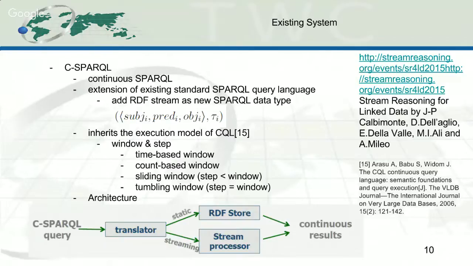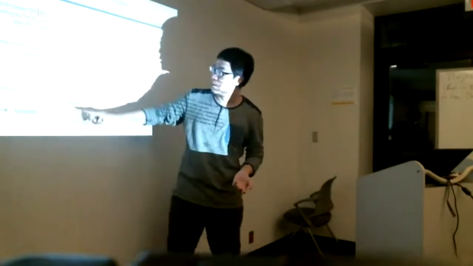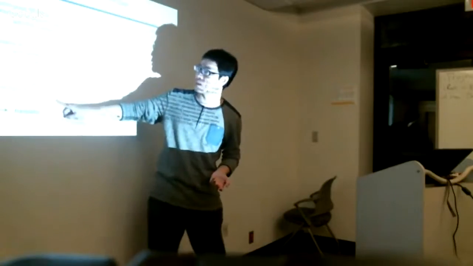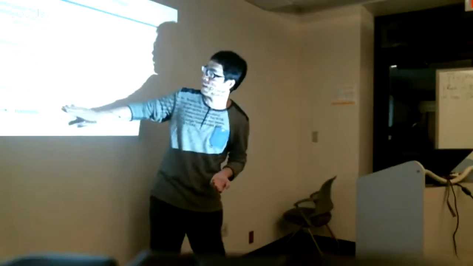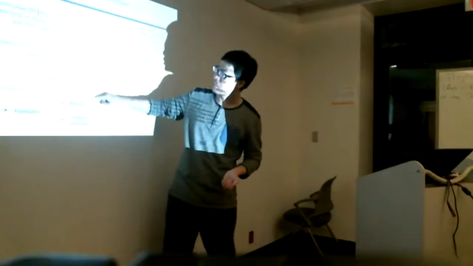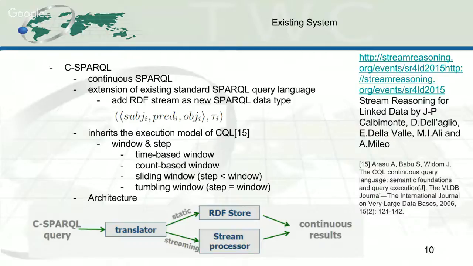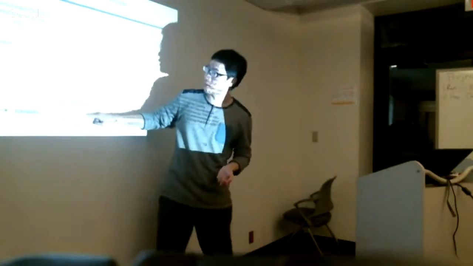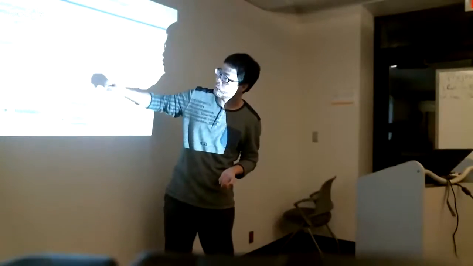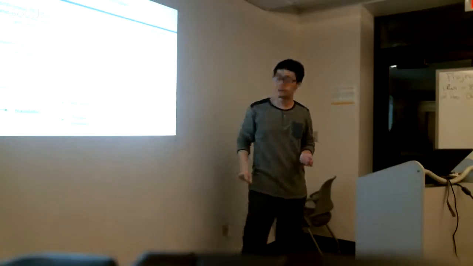The architecture of C-SPARQL is basically you have the C-SPARQL query, and there is a built-in translator that can translate the static part of the query and the stream part of the query. The static part of the query is basically the standard SPARQL query, and it is sent to the RDF store. That RDF store contains some background ontology. And the streaming part of the query goes to an open source stream processor called Esper, and these two systems process the two parts of the C-SPARQL query and combine them together to give you the continuous result.